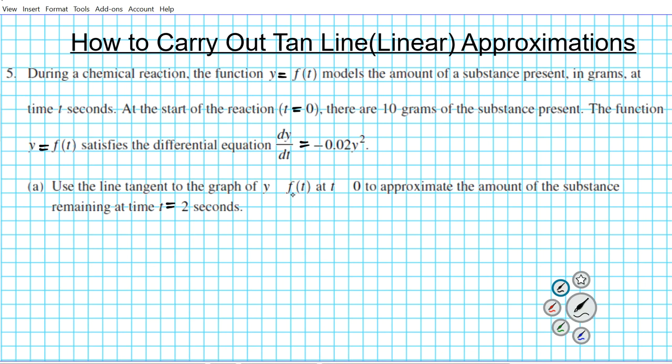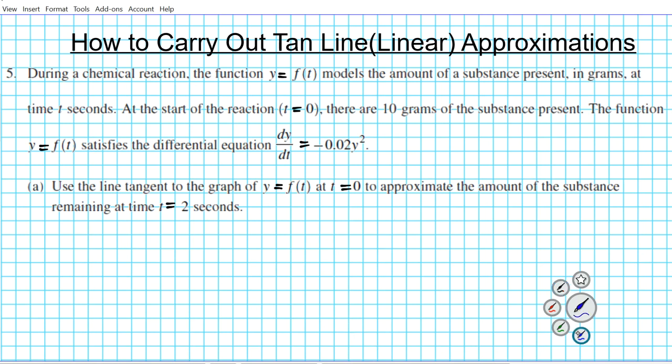So part A, assessing how to carry out a tangent line or linear approximation, reads, use the line tangent to the graph of y equals f of t at t equals 0 to approximate the amount of substance remaining at time t equals 2 seconds. Okay, so before we get started with the problem, let's go ahead and write down the formula that's going to guide our problem solving process.